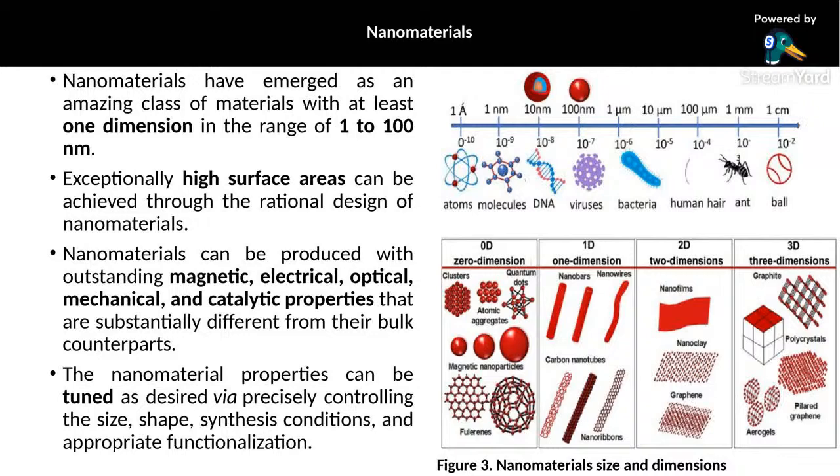Every nanomaterial has exceptionally high surface area, which is achieved through the rational designing of the nanomaterials. Furthermore, nanomaterials can be produced with outstanding magnetic, electric, optical, mechanical, and catalytic properties that substantially differ from their bulk counterparts. The nanomaterial properties can be tuned as desired by precisely controlling the size, shape, synthetic conditions, and appropriate functionalization.